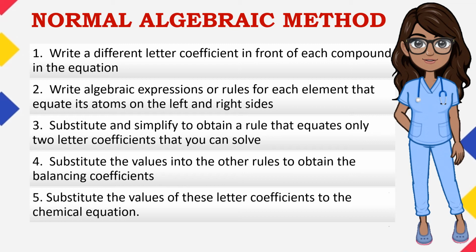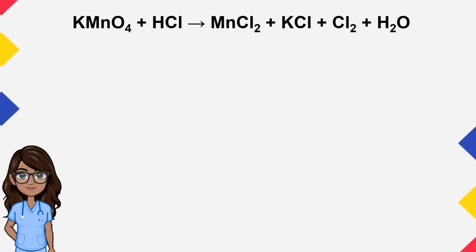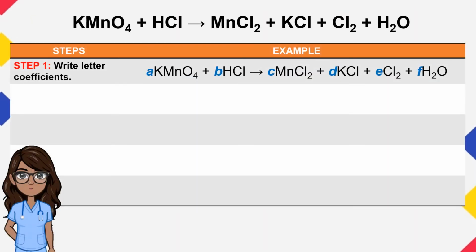That makes absolutely no sense, I'm sure, without an example. So here's an equation to balance using this strategy. So the first thing to do is to write a letter coefficient. Okay, so we give each compound a letter coefficient. As you can see, A, B, C, D, E, and F.